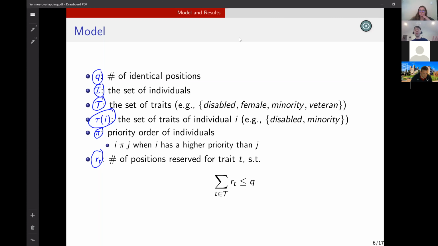Right, so we would like to write down a really simple model that reflects our applications. And hopefully you'll agree with me at the end of the talk that this is a good model of the applications.